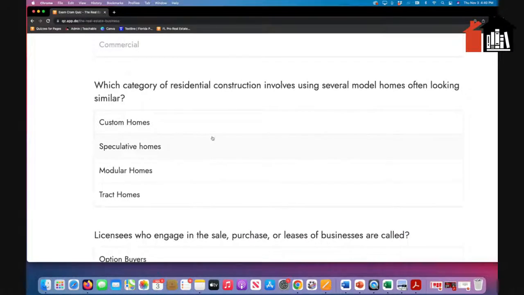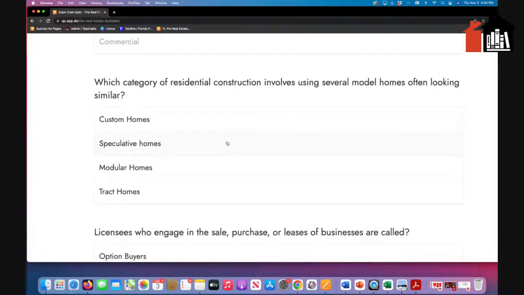Which category of residential construction involves using several model homes, often looking similar? Can anybody tell me that one? YouTubers, can you help me on that one? What's this one?